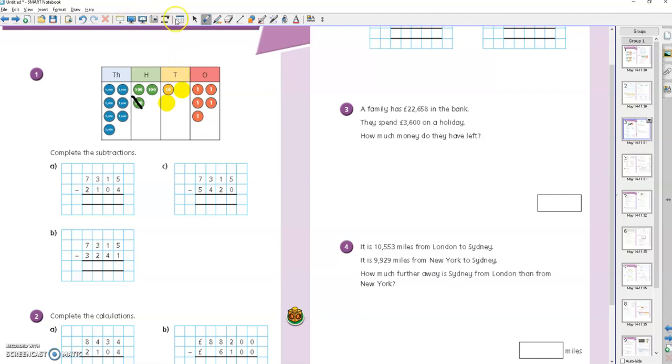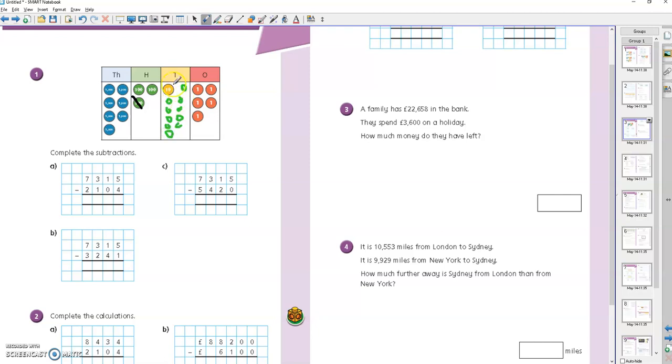Oh dear, it's got big. Okay, let's not do that. Undo. Let's just use this. So then we get 10 more to go in there. That's 5, 6, 7, 8, 9, and 10.